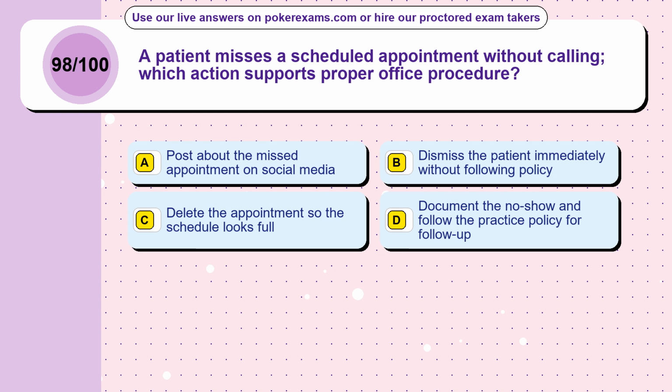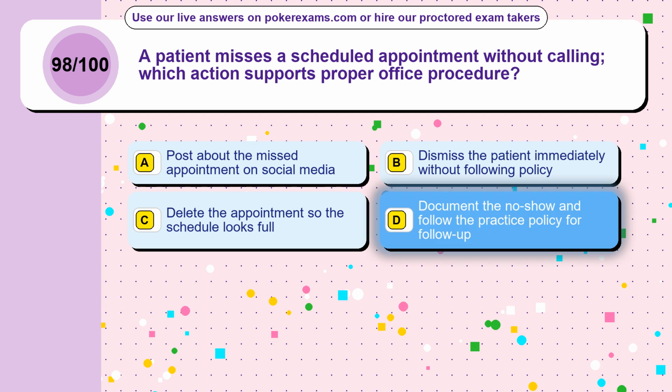Question 98. A patient misses a scheduled appointment without calling. Which action supports proper office procedure? Option A. Post about the missed appointment on social media. Option B. Dismiss the patient immediately without following policy. Option C. Delete the appointment so the schedule looks full. Option D. Document the no-show and follow the practice policy for follow-up. The correct answer is option D.